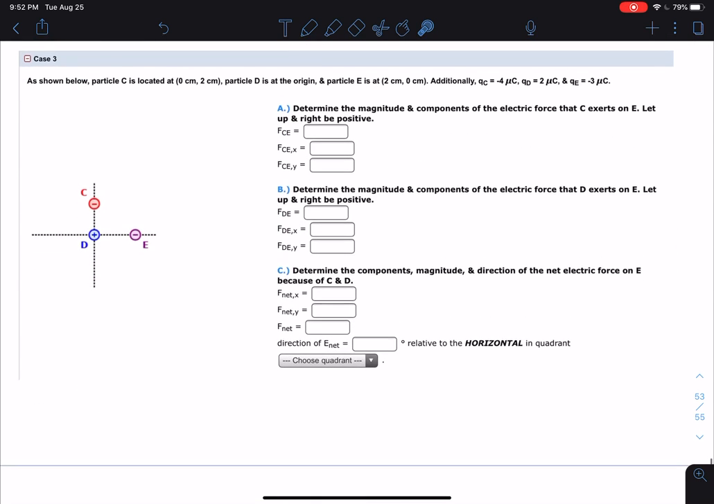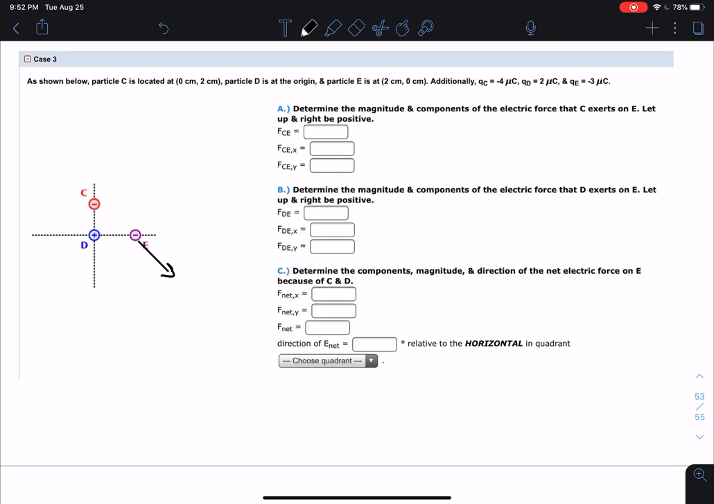Now, when you get to case 3, this is a little bit more involved. And I'm going to go through this one a little bit here. So you can see we've got 3 parts here. Ultimately, the goal is to determine the net electric force on particle E. That's the goal. And so part A starts with, okay, determine the magnitude and components of the electric force that C exerts on E. Well, C and E, for mine, these are repulsive. So that's going to be the force that C exerts on E.